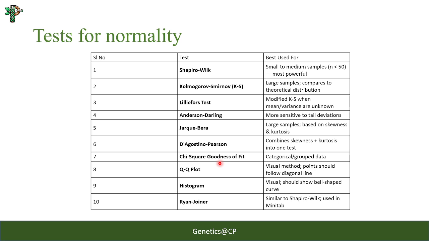But if not, there is another way: you can transform the data. There are several ways to transform the data, like arcsine transformation and log transformation. You should know in which case which transformation method is used, and which test of normality is better. There are different cases present. You should be aware of all these concepts for the examination.